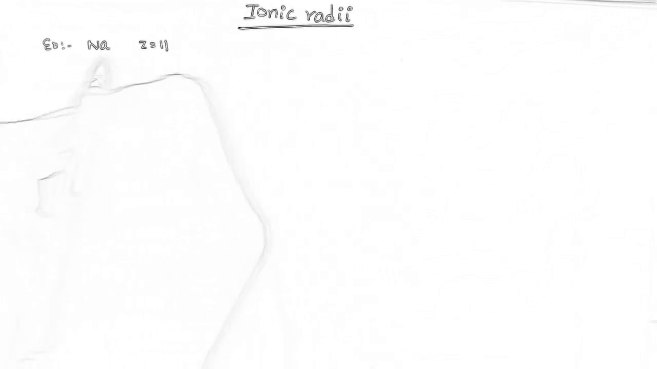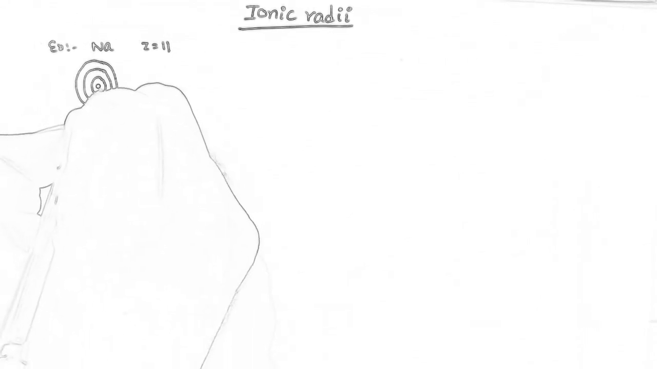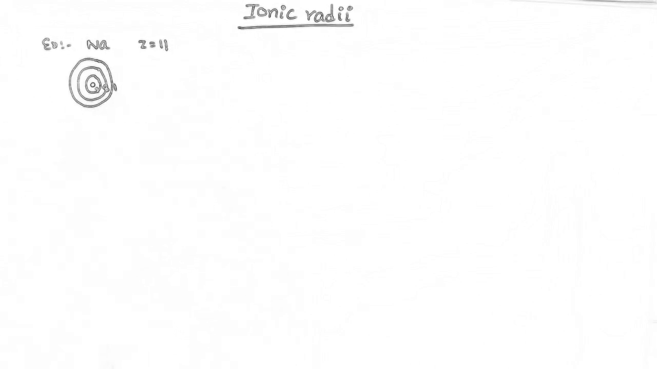So when you draw the structure of sodium, this is the nucleus, first orbit, second orbit, and third orbit. Sodium has 3 orbits, because it is present in the third period. So it has here 2 electrons, here 8 electrons, and here only 1 electron.